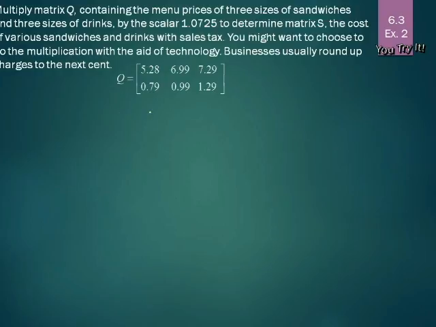Okay, so these are the original prices of the sandwiches and drinks, and we want to multiply by the scalar so that we can have it with tax. So we're multiplying this whole thing by 1 and 725 ten-thousandths. And so let's go ahead and use technology to do this.